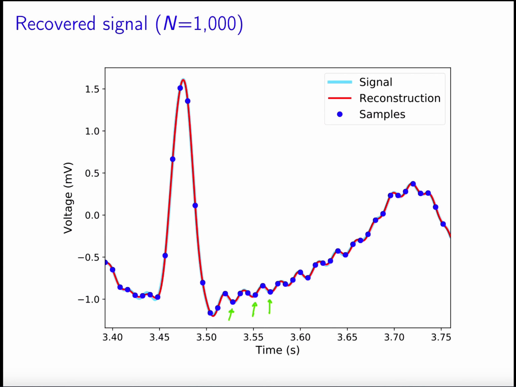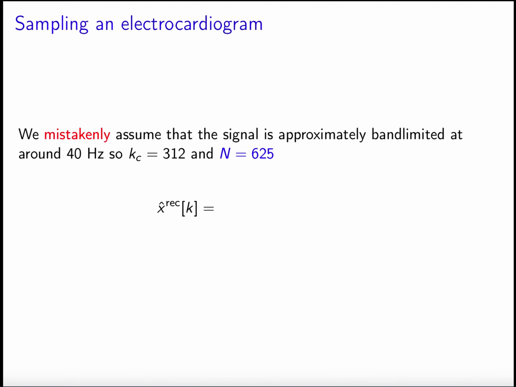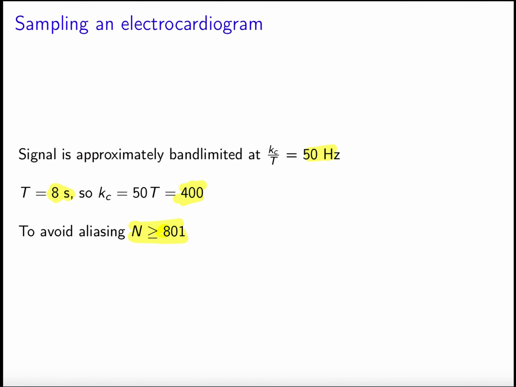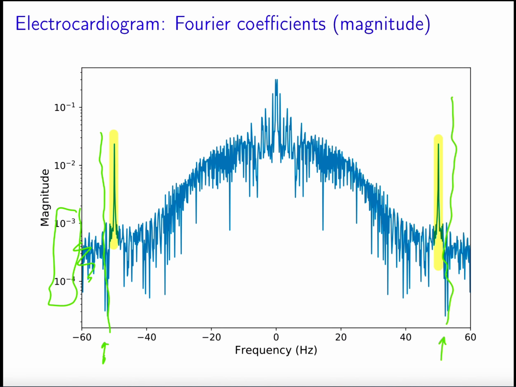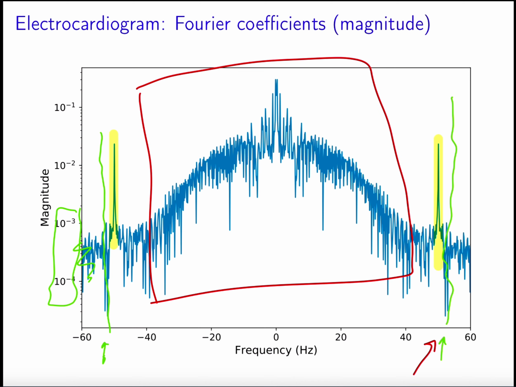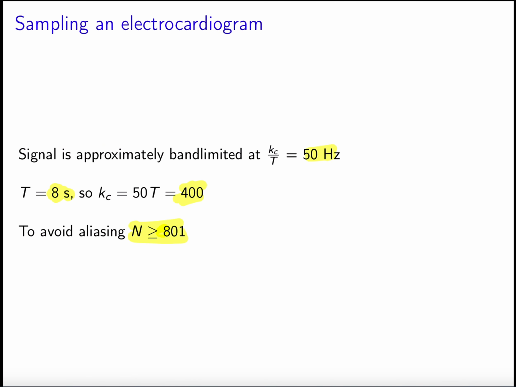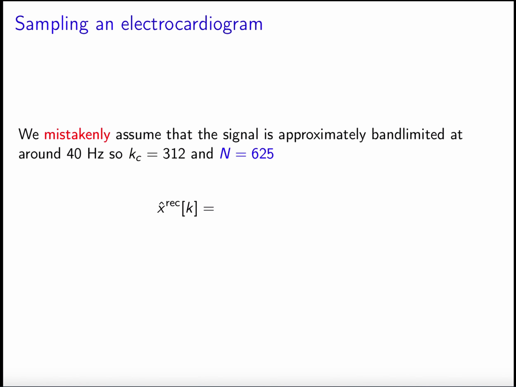But now what happens if we mistakenly assume that the signal is approximately bandlimited at around 40 Hertz, which by the way is quite reasonable? Because you could think, hard signals, why would there be something at 50 Hertz? There's no reason why there would be something at 50 Hertz. Let me sample it as if it was bandlimited at 40. So I'm ignoring the fact that we have this power line interference here because I don't expect it. It's not that crazy that you would do that. And if you do that, then what happens?